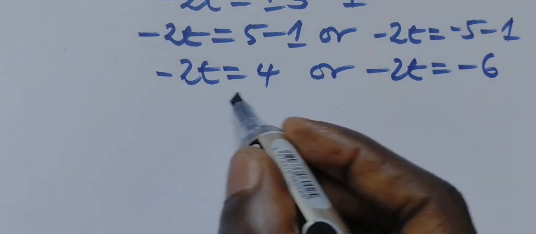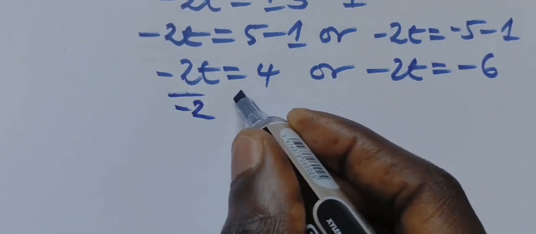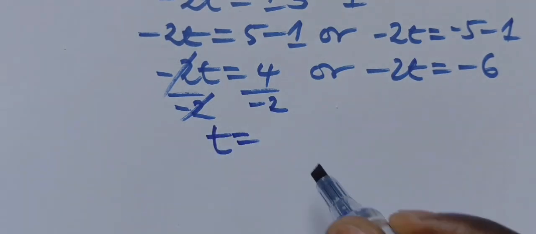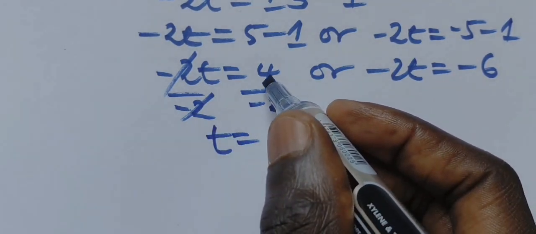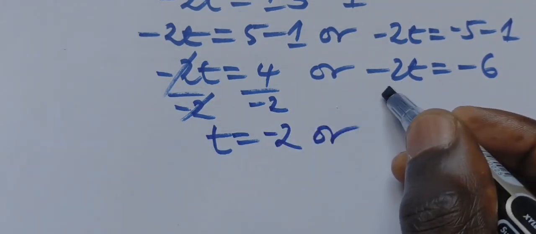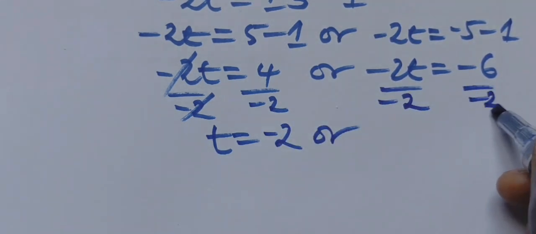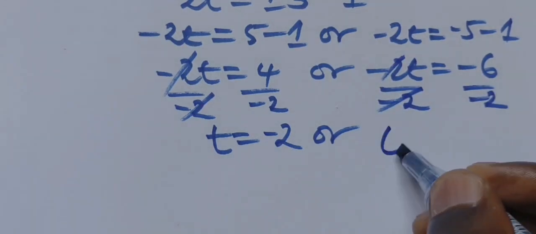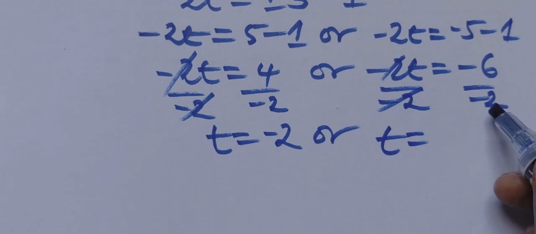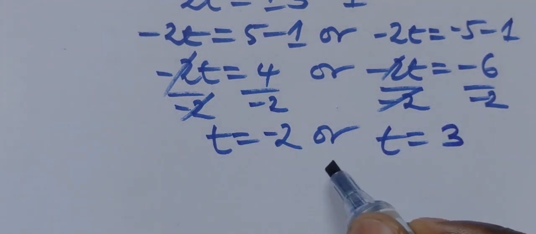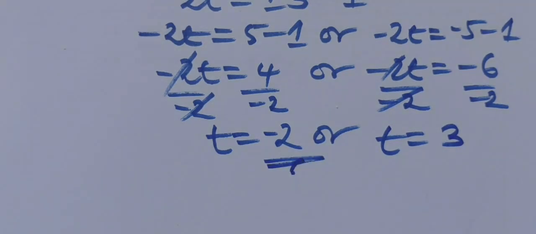Then for this one, we divide by negative 2, both sides, leaving us with t on the left side and negative 2 into 4. This here gives negative 2. Or this side, we divide through also by negative 2. Negative 2 into negative 2 leaves us with t on the left side here, and negative 2 into negative 6, this here is positive 3. So the 2 solutions are t is equal to negative 2 or t is equal to 3.